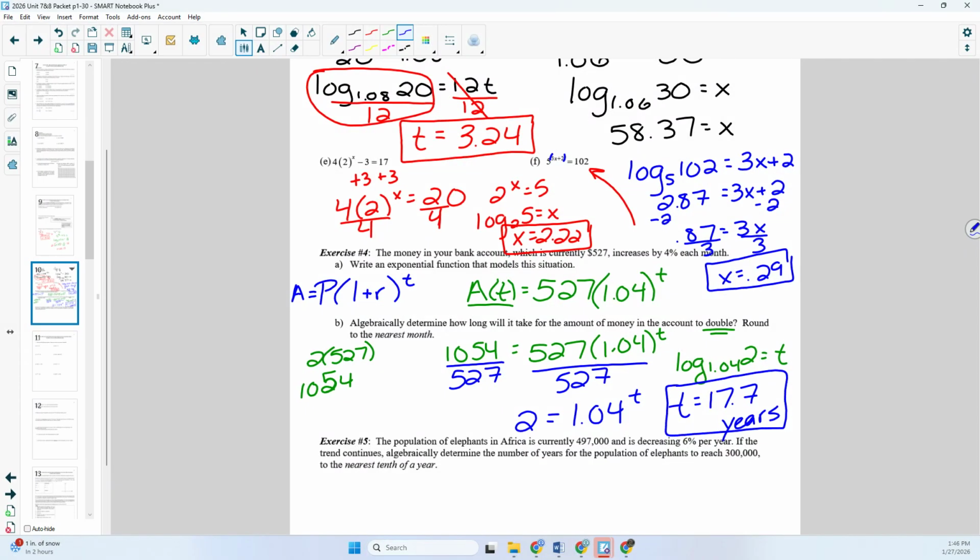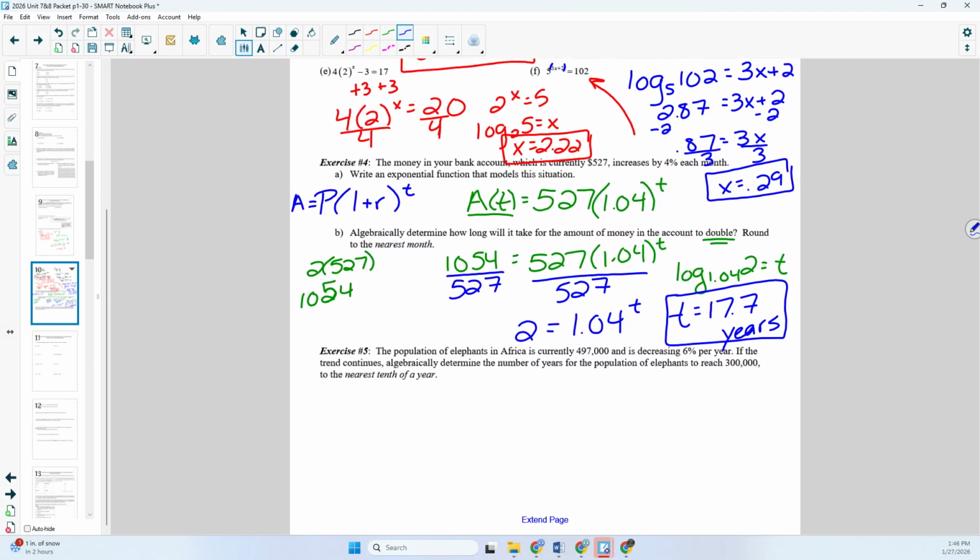The next problem is similar. We want to use that same formula. It says the population of elephants in Africa is currently 497,000 and is decreasing 6% per year. If the trend continues, algebraically determine the number of years for the population of elephants to reach 300,000. So there are other ways to solve this, maybe graphically or with a table, but whenever we say algebraically, we know we have to use some sort of process like we've been doing.